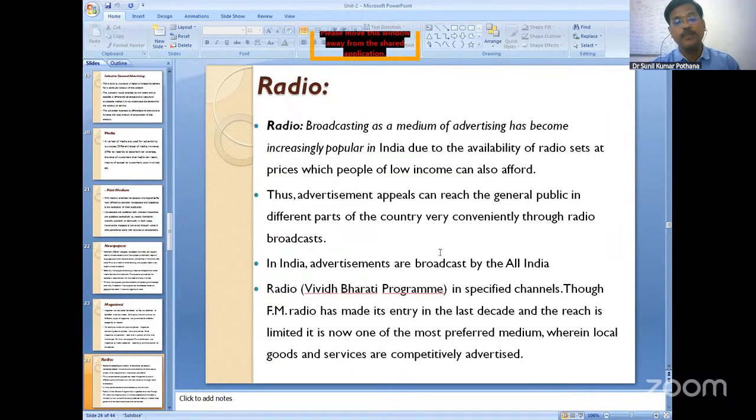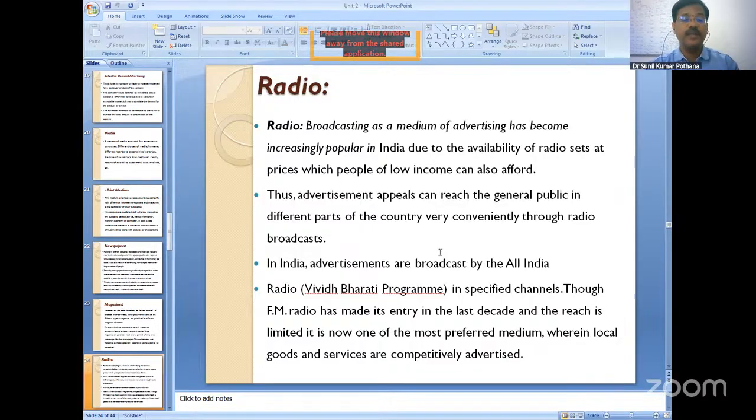Radio broadcasting as a medium of advertising has become increasingly popular in India due to the availability of radio sets at a price which people of low income can also afford. So advertisement appeals can reach the general public in different parts of the country very conveniently through radio broadcast. In radio, advertisements are broadcast by All India Radio, that is, Vividha Bharati programs in specified channels. Now we have FM channels also. We don't need to forget about these FM channels.